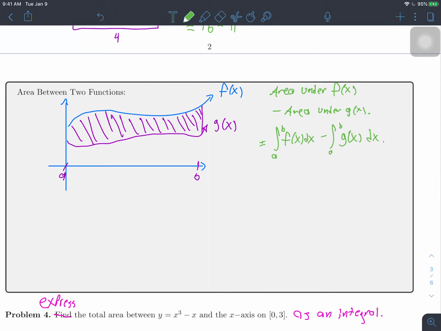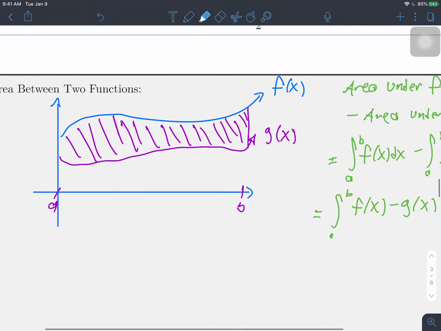And I can actually use one of my rules for integration to combine this into a single integral. We said that the integral of a sum or a difference is equal to the sum or the difference of those integrals. So we sometimes write this instead as the integral from a to b of f of x minus g of x dx.